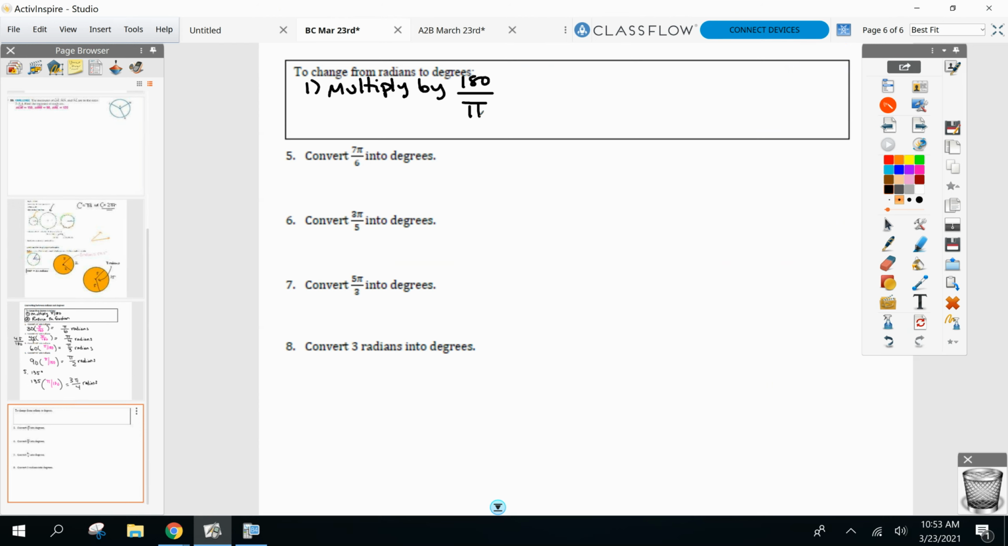And watch what happens when I do. So let's go to number 5. I have 7 pi over 6 radians. What would that be equal to in degrees? All right. Well, I take my radians, 7 pi over 6.